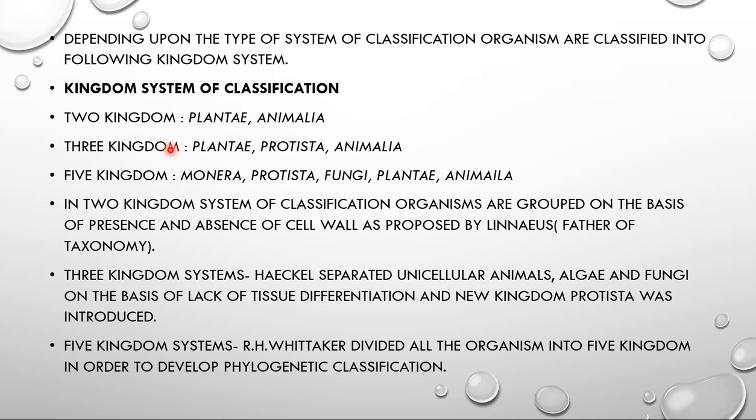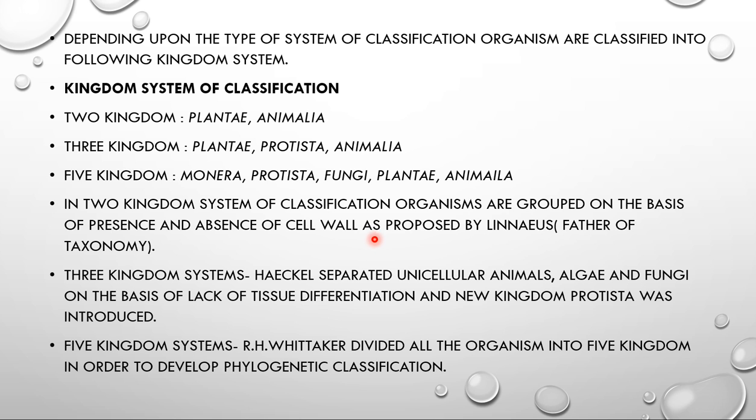First of all, the two kingdom system of classification of organisms was discovered, in which there were only Plantae and Animalia. In the two kingdom system of classification, organisms were grouped on the basis of the presence or absence of the cell wall. Obviously you know that in the Plantae and Animalia kingdoms, in which the cell wall is present and in which it is not.